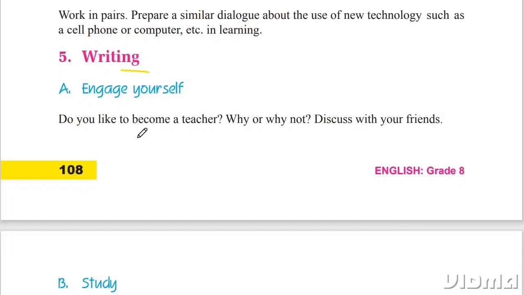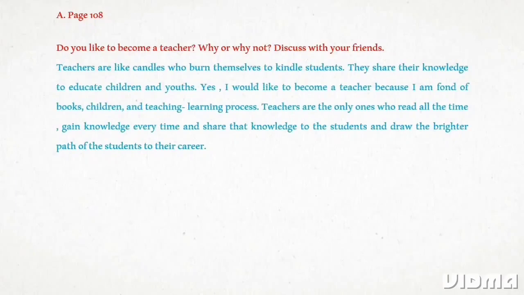Writing, okay. Do you like to become a teacher? Why or why not? Discuss with your friends. Teachers are like candles who burn themselves to kindle students. They share their knowledge to educate children and youth. Yes, I would like to become a teacher because I am fond of books, children, and teaching learning process. Teachers are the only ones who read all the time, gain knowledge every time, and share that knowledge to the students and draw the brighter path of the students for their career.